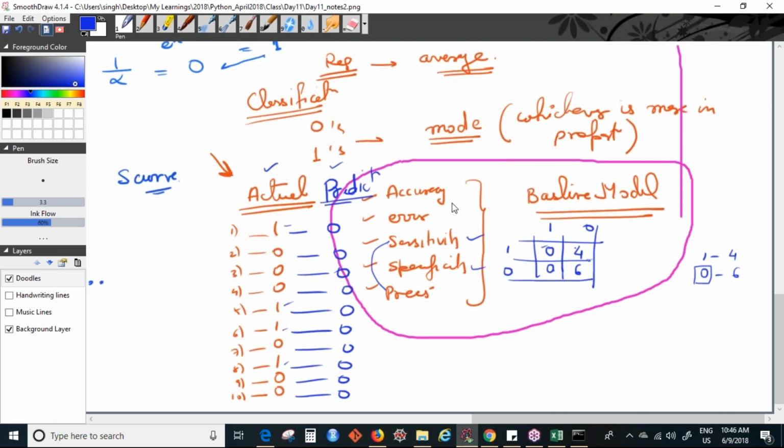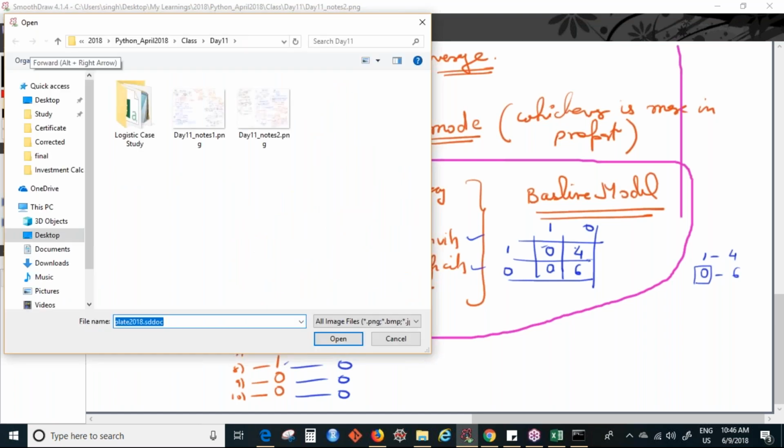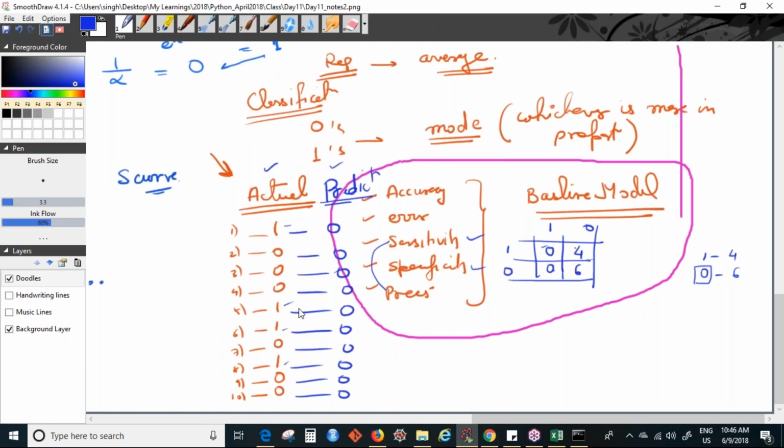Prashant, you will have to remember what precision is. Just remember, precision is the same as sensitivity except for the denominator. In sensitivity, the denominator is actual ones. In precision, the denominator is predicted ones. That's the only difference. Actual ones, predicted ones.